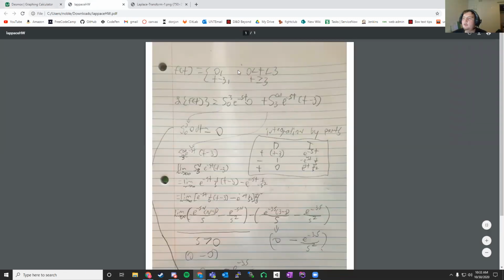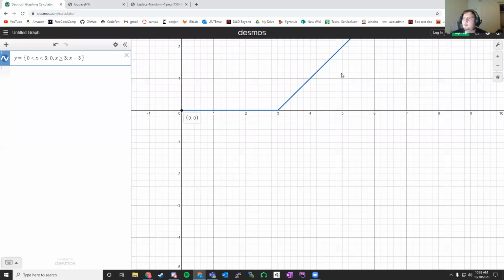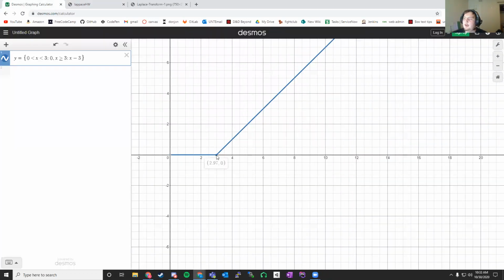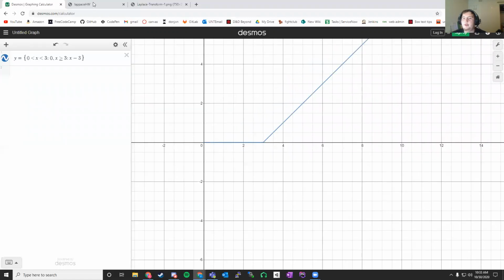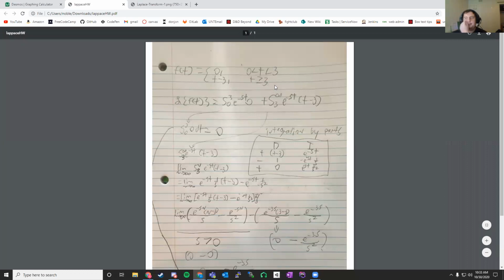From 0 to 3, this function is just 0, and we can see that here when t is between 0 and 3, it's just 0. And from 3 onwards, it will be the function t minus 3. So we can see that here. At 3, it changes to a different function. One thing to note right here, at the point (3, 0), both these functions are 0, so this piecewise function is continuous. So next, we want to find the Laplace transform of a piecewise function.